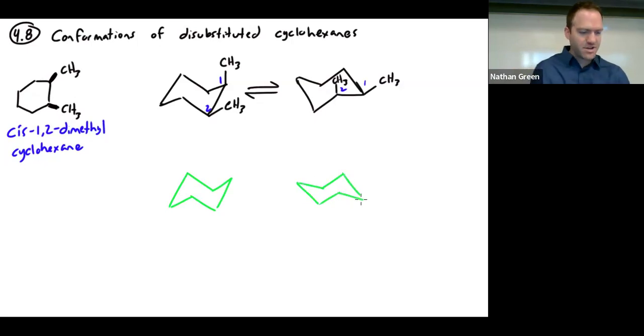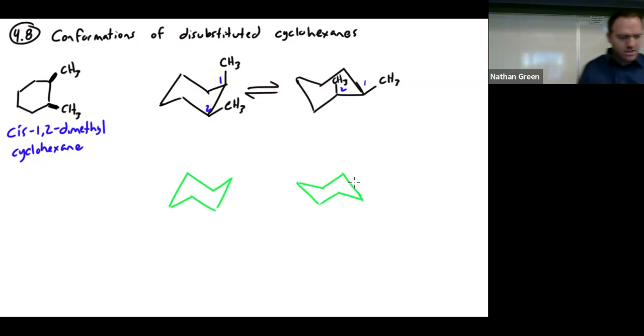If you were smart, and you're all smart, you're all going to draw me 2 blank chair forms, so you know what a chair flip is, and then you're going to arbitrarily pick where you want one of those methyl groups to go. Miguel, give me a carbon. Which one do we want? Left, right, back, front? Bottom left. Okay, so Miguel is picking this carbon to put one of those methyl groups.